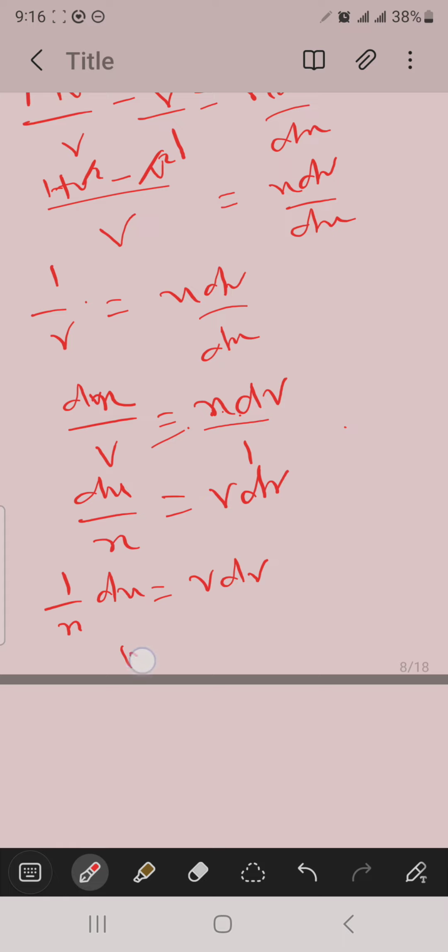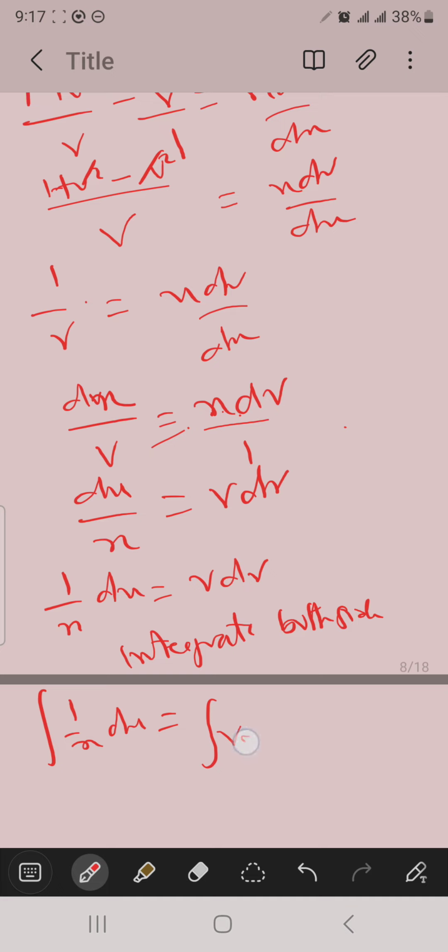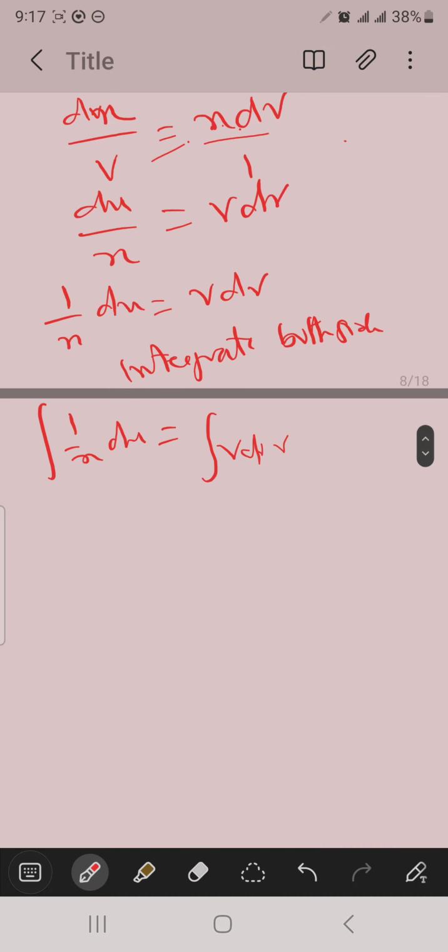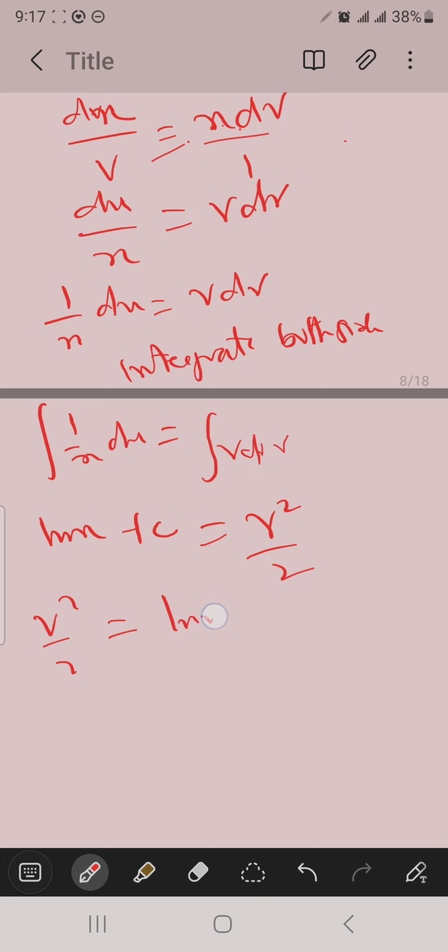I will now integrate both sides. When I integrate, this one is going to be the integral of 1 over x dx equals the integral of v dv. So integrating this, the integral of 1 over x is going to be ln x, plus c, equals the integral of v dv, which is going to be v squared over 2. I think I'm making sense like this. So this one will now be v squared over 2 equals ln x plus c.